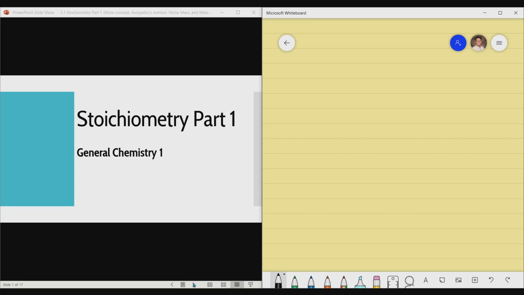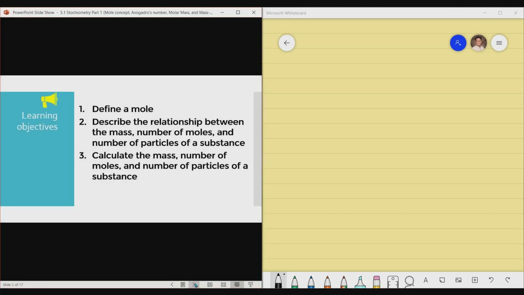Now the following objectives shall be obtained. First one is we need to define a mole. Second is describe the relationship between the mass, number of moles, and number of particles of a substance. Third is to calculate the mass, number of moles, and number of particles of a particular substance.